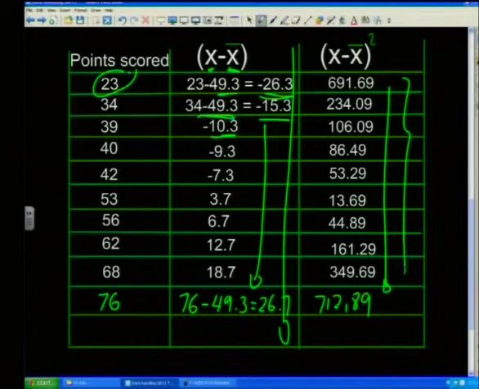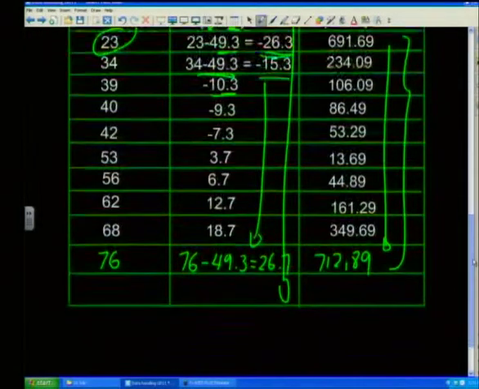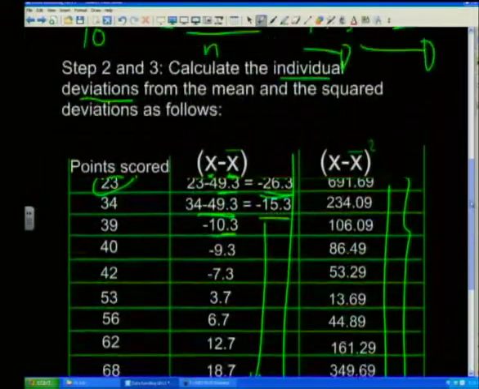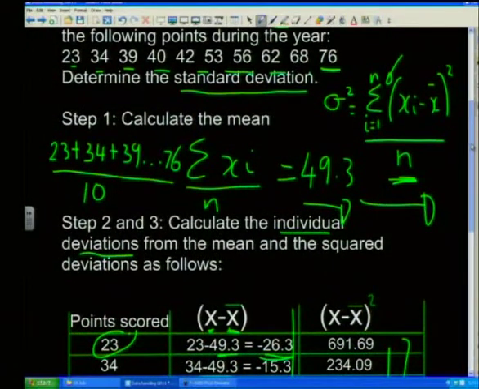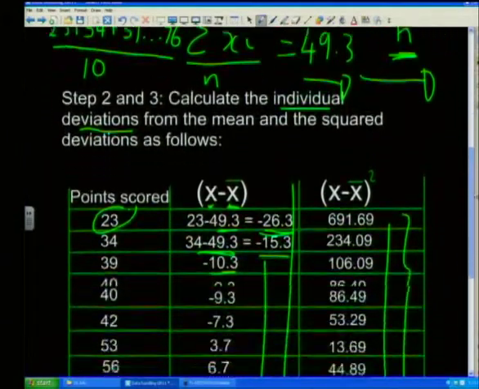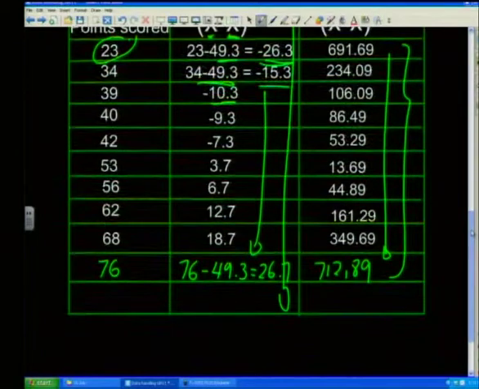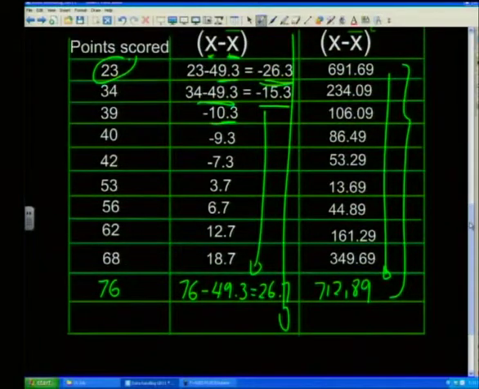Okay, once you have this column, the x minus x bar squared, you're going to add all of these values together, see what you get, and then we're going to divide by n, which is 10. Okay, so I'm going to do it with you guys. Let's add all of that together and see what we get.